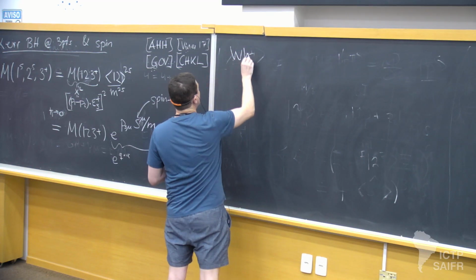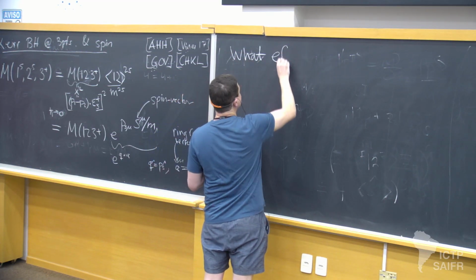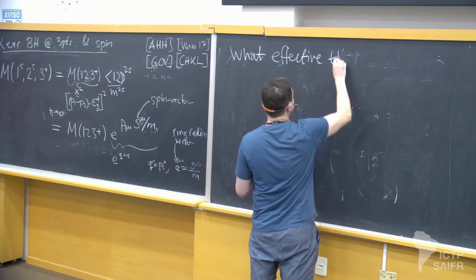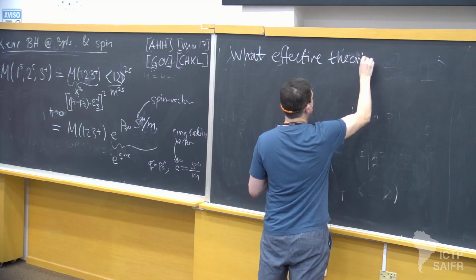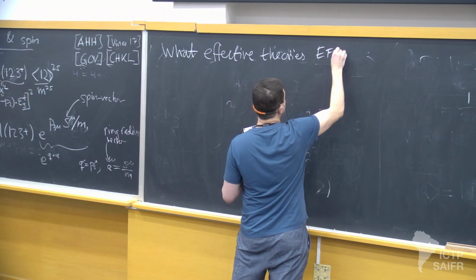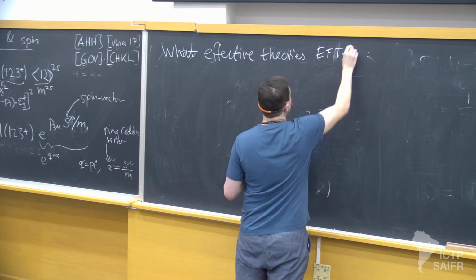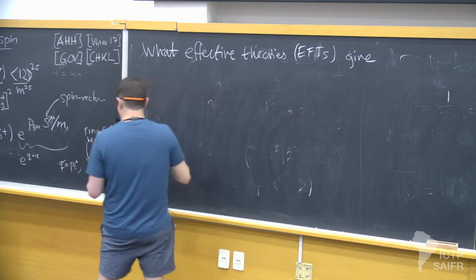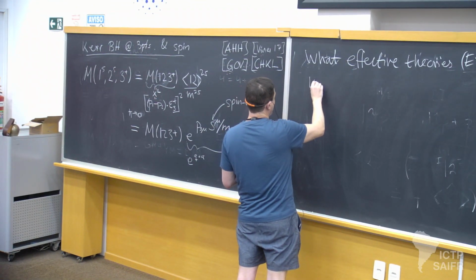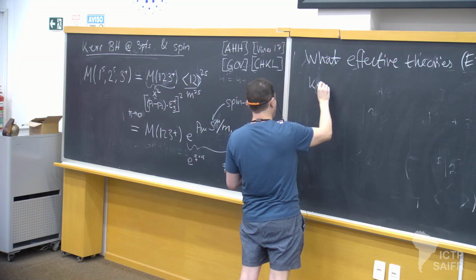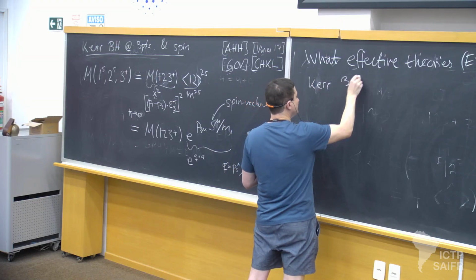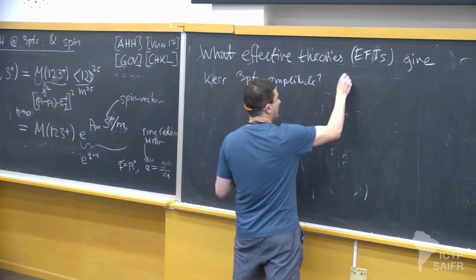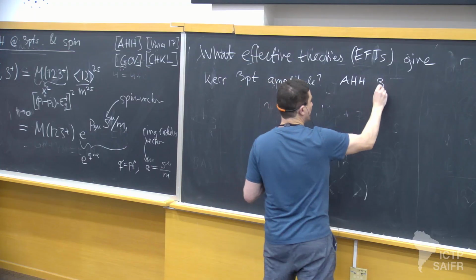So what effective theories, so EFTs, give this Kerr, let's call it the Kerr 3-point amplitude, although maybe I'm stretching that word a bit. Or you can also call it the AHH 3-point amplitude.